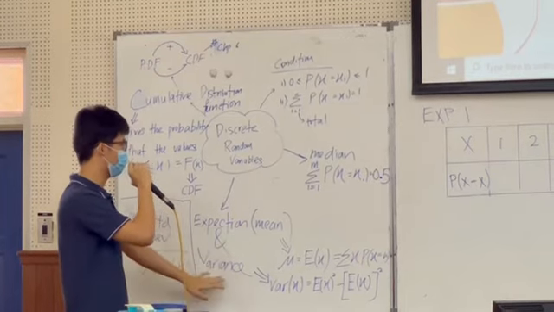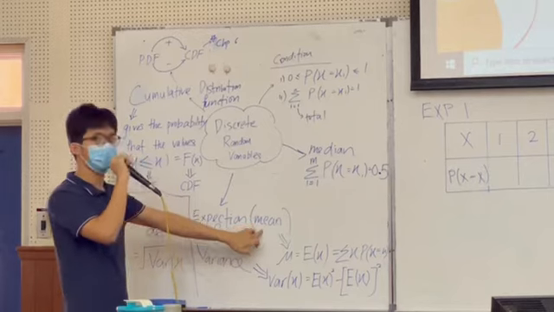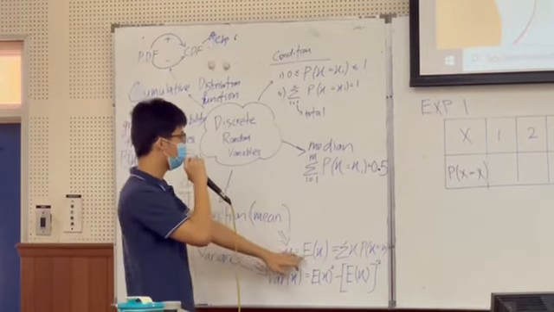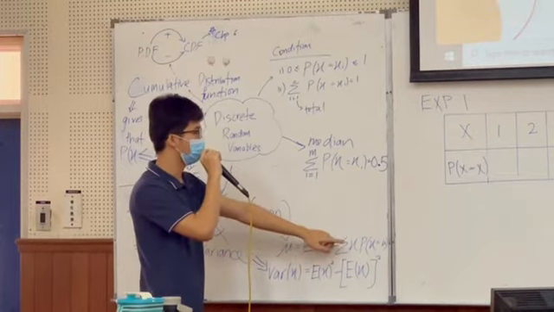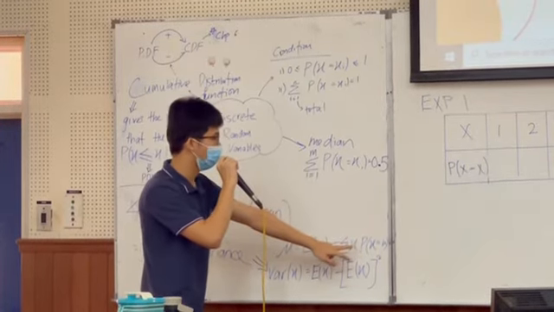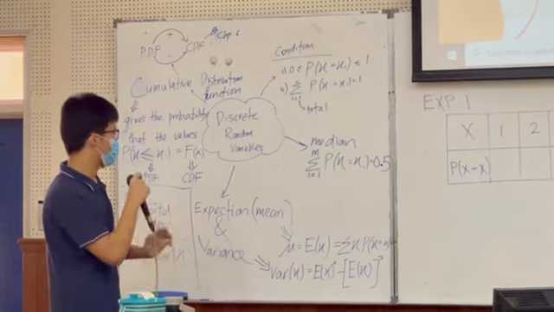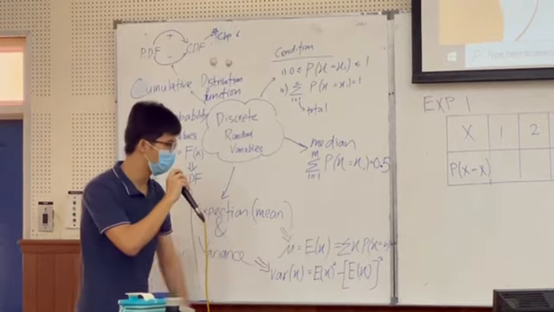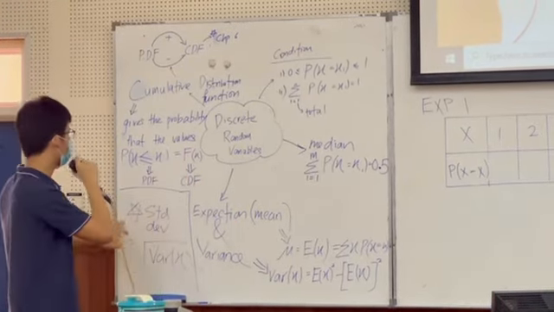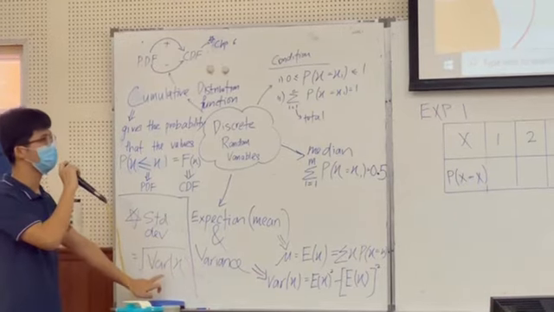Expectation and also the variance. Expectation has the same meaning as the mean, and the symbol is E(X), which equals the sum of x multiplied by the probability P(X = x), adding all the probability together. And the variance is E(X squared) minus (E(X)) squared. When we want to find the standard deviation, we just square root the variance.